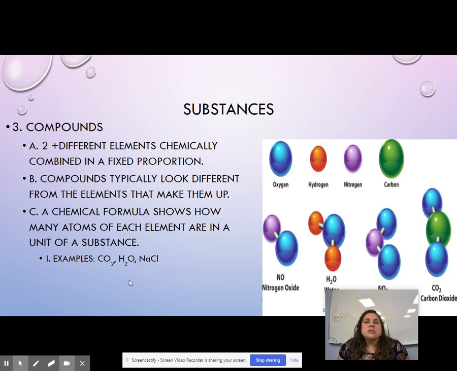Compounds are two different elements that are chemically combined in a fixed proportion. Compounds typically look different from the elements that make them up. For example, water is made of two colorless gases to make a colorless liquid. A chemical formula shows how many atoms of each element are in a unit of a substance. So examples include carbon dioxide, there's one carbon, two oxygen atoms. Water, which is H2O, two hydrogens and one oxygen. Sodium chloride, one sodium, one chloride.